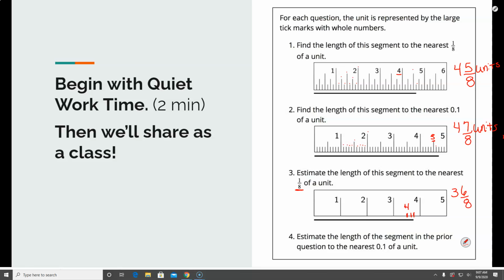Remember, if we simplify our fraction, if you divide them both by 2, it would be 3 3/4 units. All right.